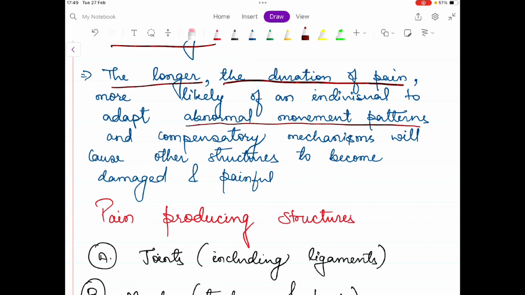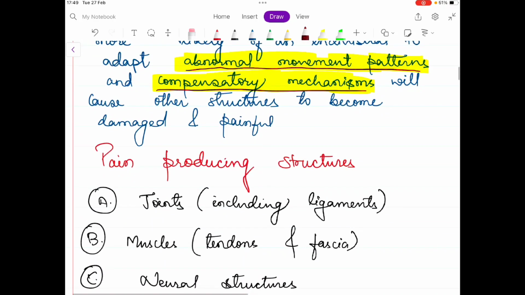Again, next point, the longer the duration of pain, the more likely an individual is to adopt abnormal movement patterns and compensatory mechanisms. So pain should be treated very well. Because if there is a longer duration of pain, then it is more likely that an individual suffering from a particular pain will adopt abnormal movement patterns. And you will also see compensatory mechanisms or trick movements due to pain. Please don't forget about it. That will cause other structures to become damaged and painful.